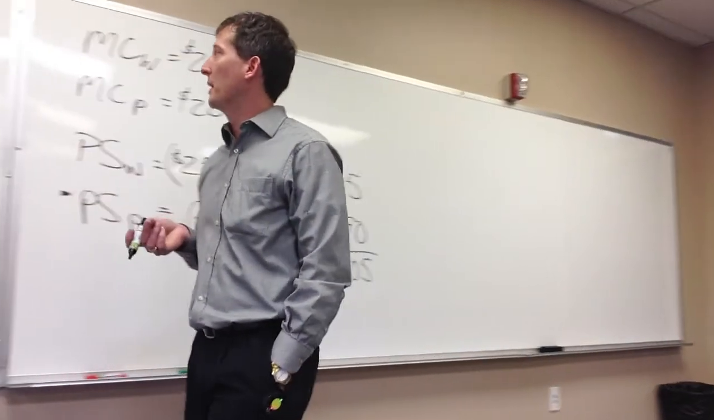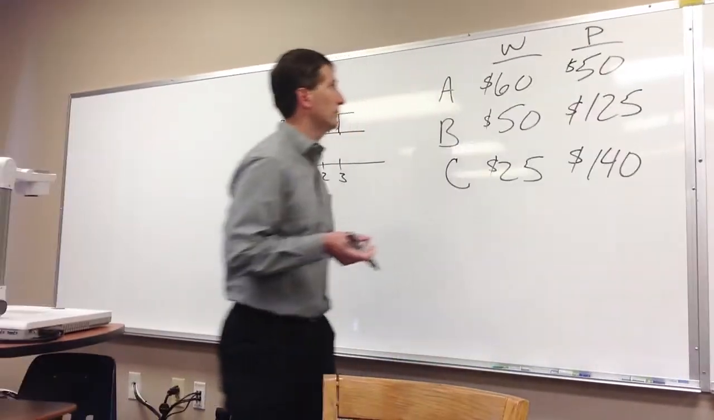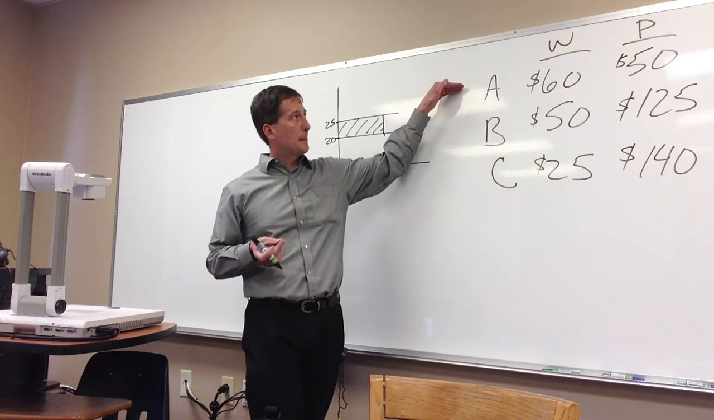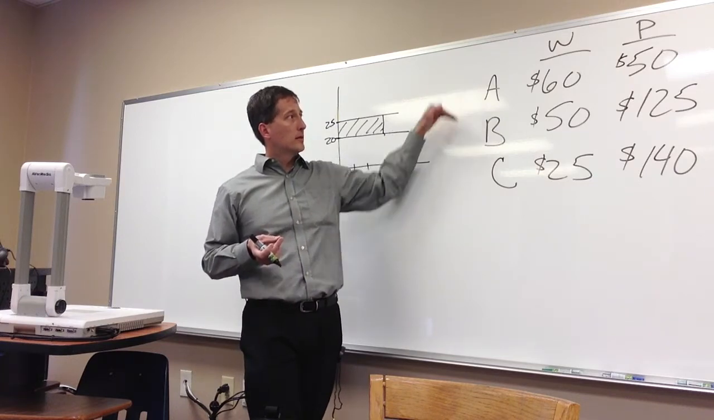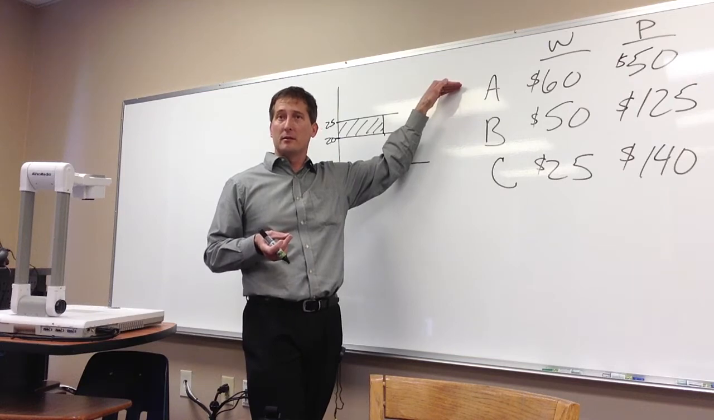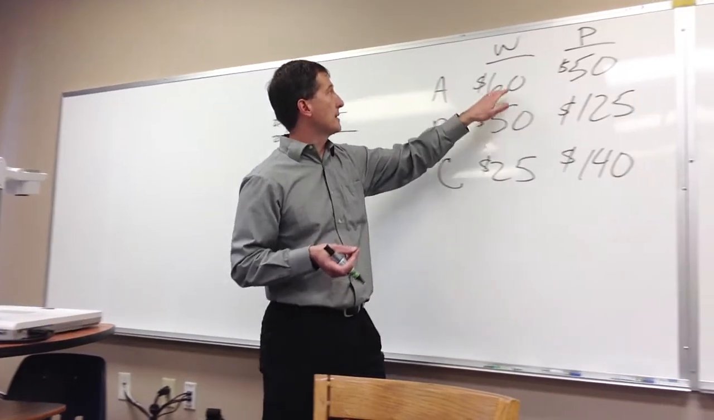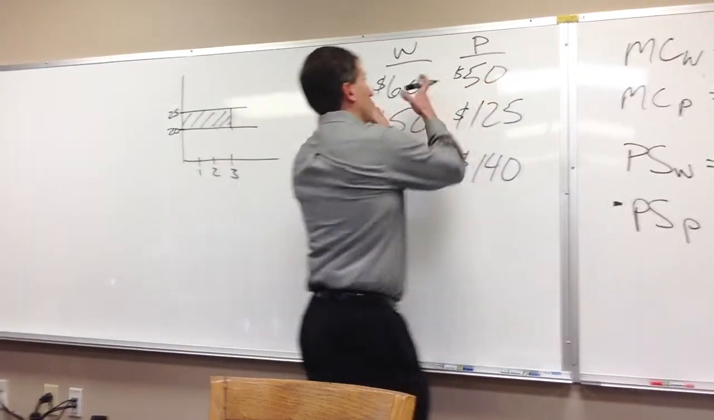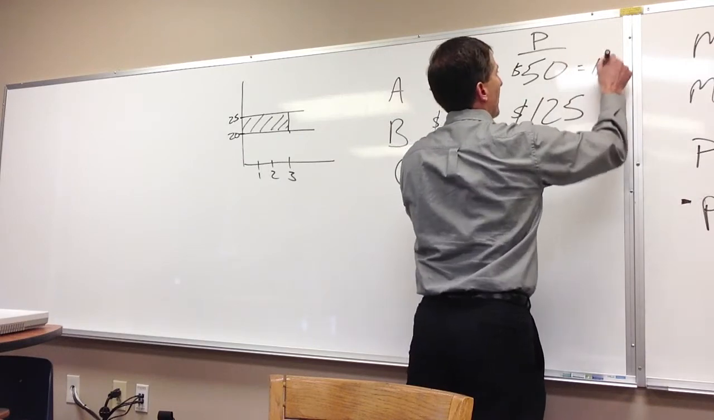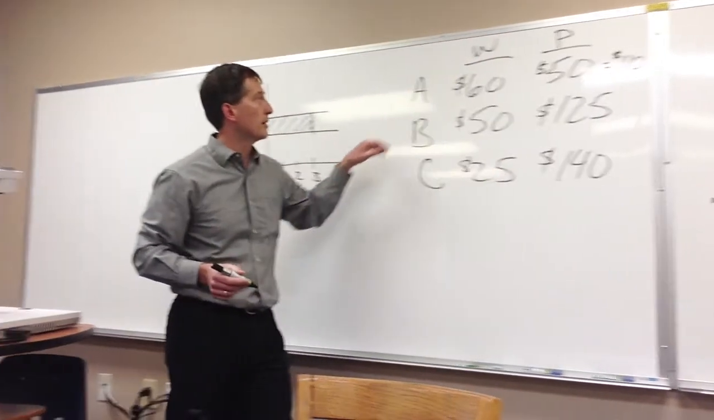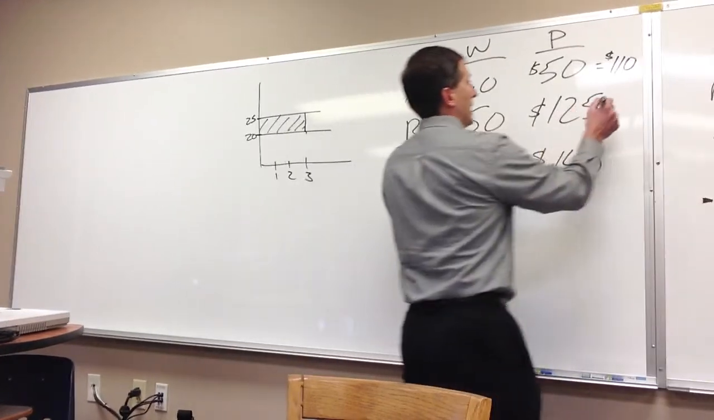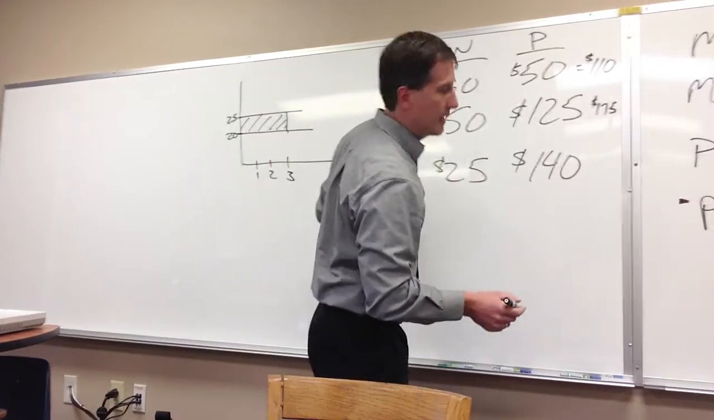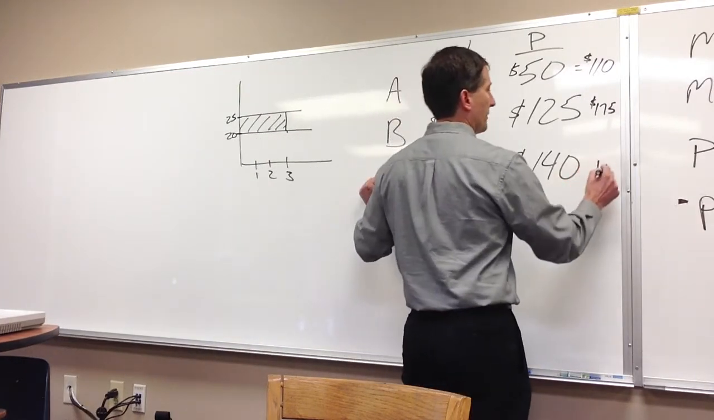How much? 110. How'd you get that? Because it's the lowest price of the bundle that you can charge, because customer A is willing to pay only 110 while the others are willing to pay more. So Abe has $60 worth of willingness to pay benefit from the weights, 50 from the pool. Combined together, this person would have a maximum willingness to pay of $110. Betty, on the other hand, would have 175, and Chris is 165.